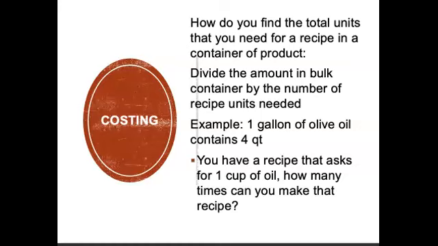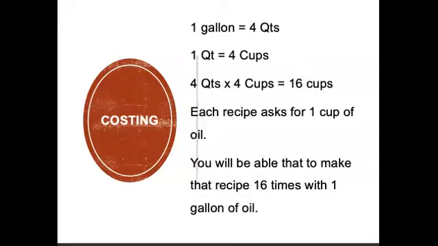Right? So one example, if you have a recipe that asks for 1 cup of oil, how many times can you make that recipe? So you have 1 gallon, which is equal to 4 quarts. 1 quart is equal to 4 cups. 4 quarts times 4 cups is equal to 16 cups. So each recipe will ask for 1 cup of oil. Let's pretend that that's the case. You will be able to make that recipe 16 times with 1 gallon of oil.